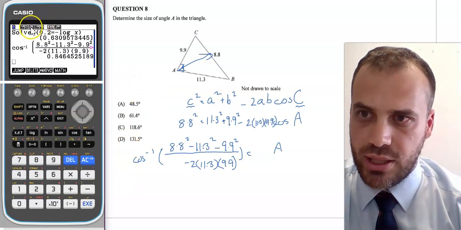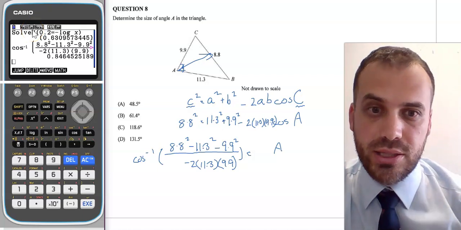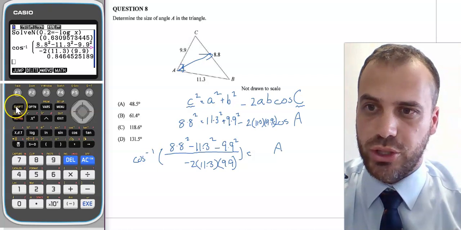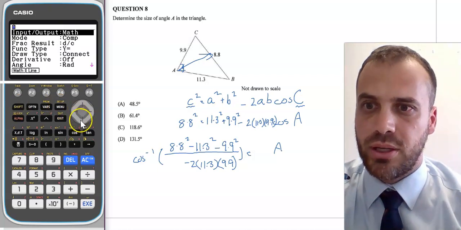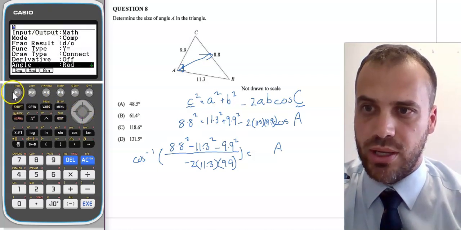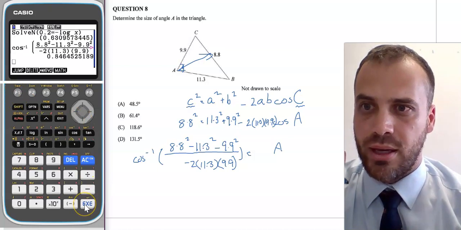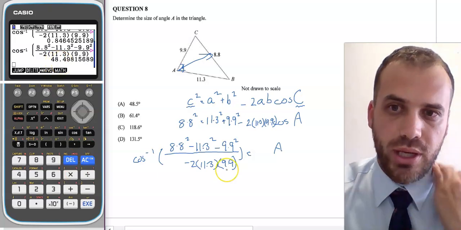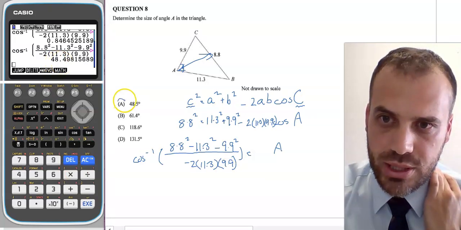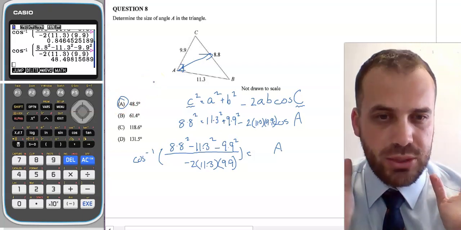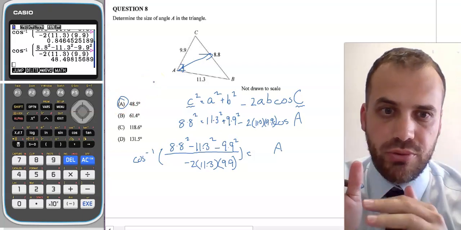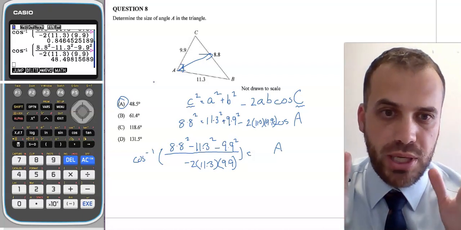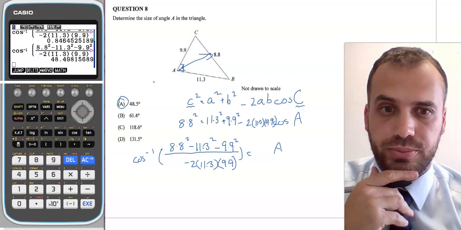The reason for that is because I am in radians mode when I should be in degrees mode. Just go to Shift, Setup, go down to where it says that one and click degrees, and then click execute again, and we'll get a different answer, 48.49, which is this. You really need to be very comfortable switching from degrees to radians, radians to degrees, because different questions across the paper will require you to be in degrees mode or radians mode.